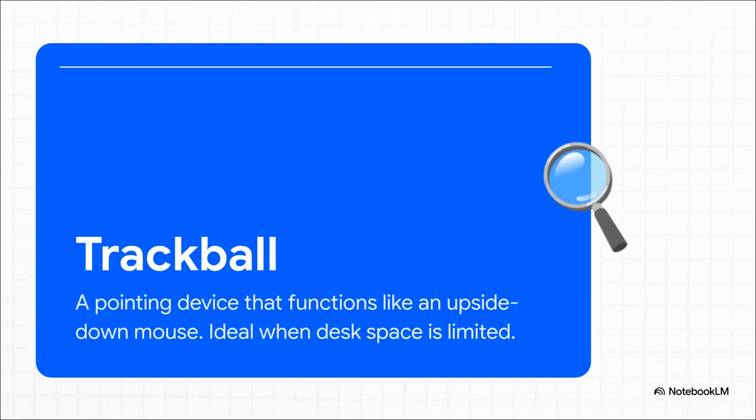Next up is the trackball, which is basically an upside-down mouse. Instead of moving the whole device around, you just use your thumb or your fingers to roll the ball. It's a total game changer if you don't have a lot of desk space.